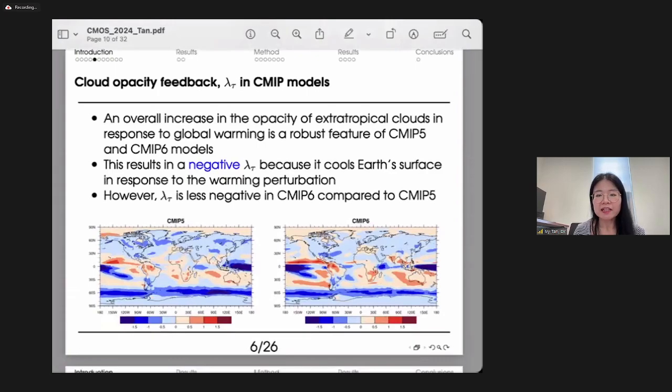It turns out that most of the Earth system models participating in both CMIP5 and CMIP6 show an increase in the opacity of extratropical clouds in response to global warming. This shows up as a negative ensemble cloud optical depth feedback parameter, lambda sub tau here, which is actually more negative for the CMIP5 models overall, especially in the extratropics as shown on the left, compared to the CMIP6 models here on the right.